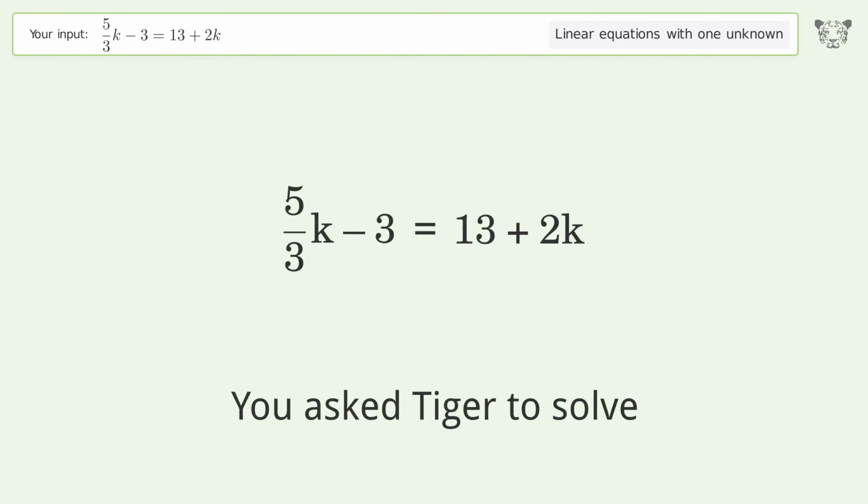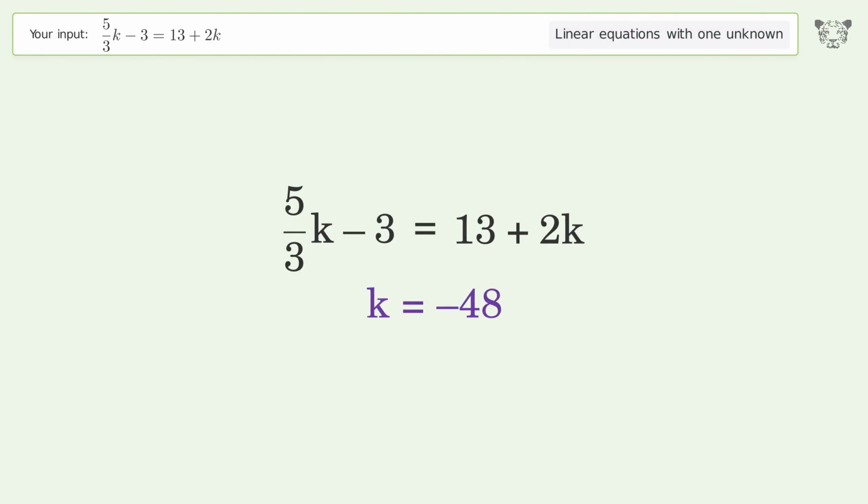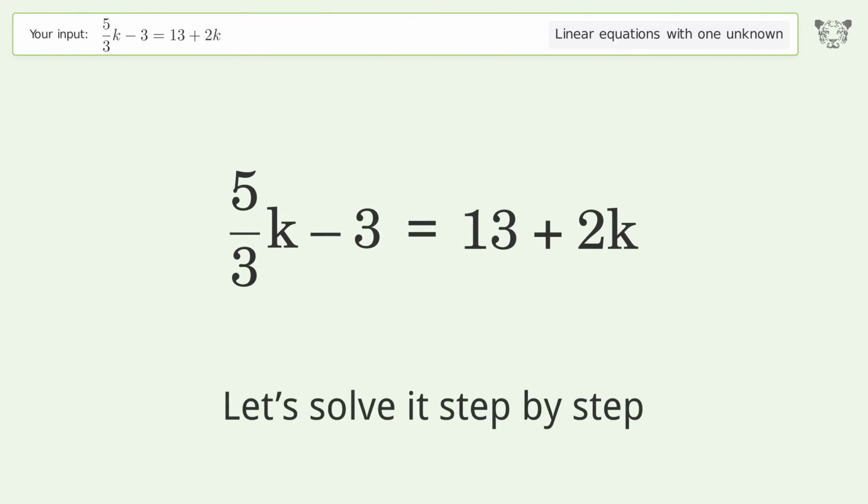You ask Tiger to solve. This deals with linear equations with one unknown. The final result is k equals -48. Let's solve it step by step.